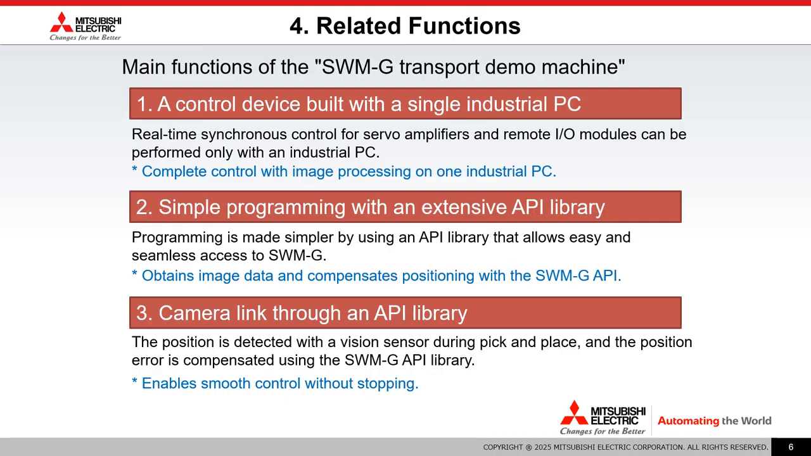The second function is simple programming with an extensive API library. This function obtains image data, enabling position compensation using the SWM-G API. The third function is camera link through an API library. This function allows you to control smoothly without interaction. We will now provide more details on each of these functions.